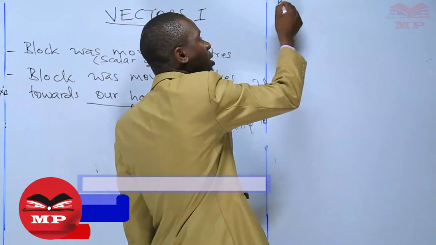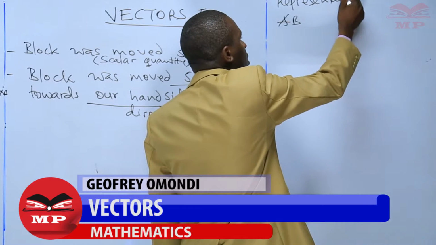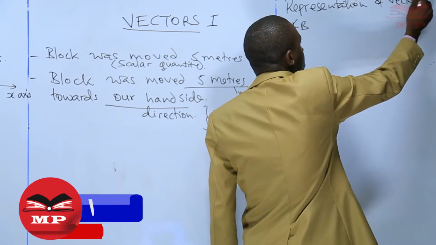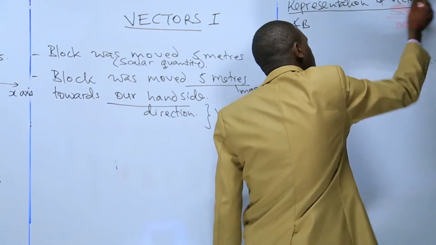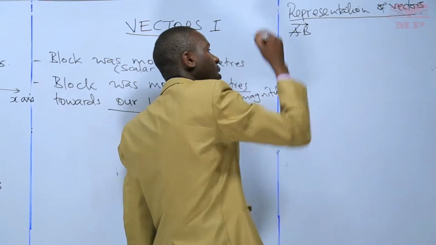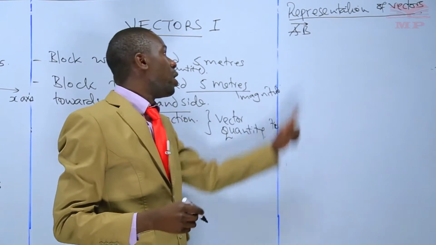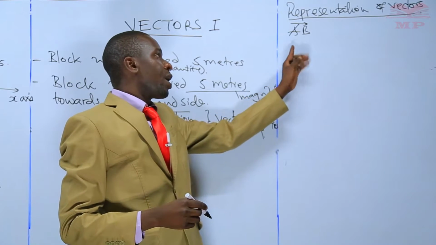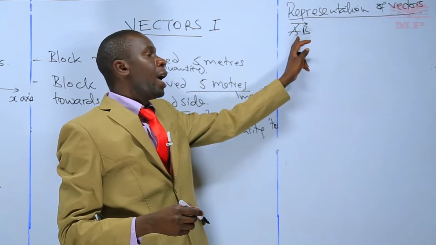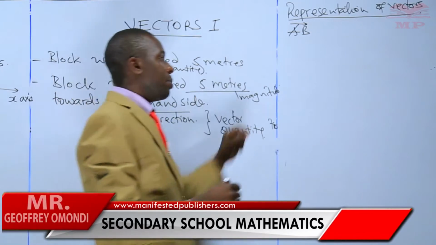So this is representation of vectors. Let me write that like that. And we are saying that you can represent a vector, say vector AB, in that direction. So you've used two capital letters to denote vector. In this case, you are trying to tell us that the length of this vector is between point A and point B, and the direction is from A towards B.